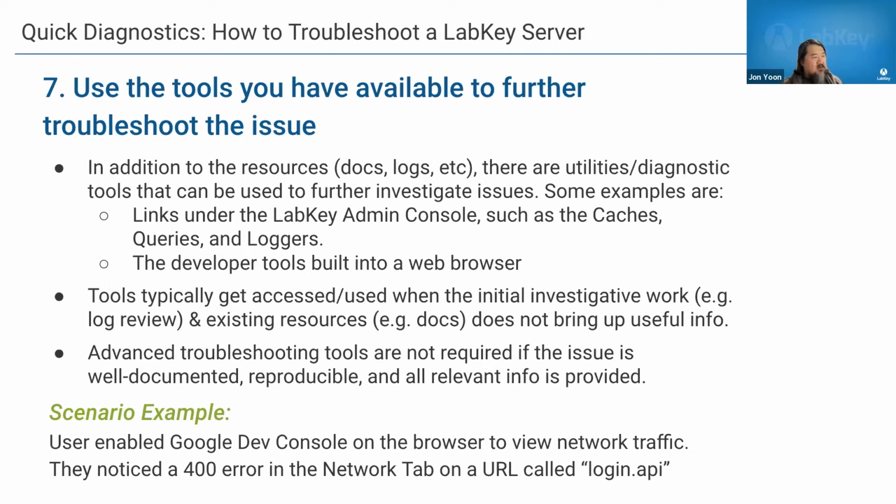So with this particular issue that the user was having, they actually took it a step further and pulled up the Google Developer Console on their browser, and they decided to look at the network traffic on that website because they weren't sure why they couldn't log in despite putting in the correct password and even doing a password reset. Well, they noticed on the network tab of the developer console that it was displaying a 400 error on a URL that ended in login.api. So right there, that person knew, okay, this is not a problem with me or my password. This is a problem with this website and trying to authenticate me.